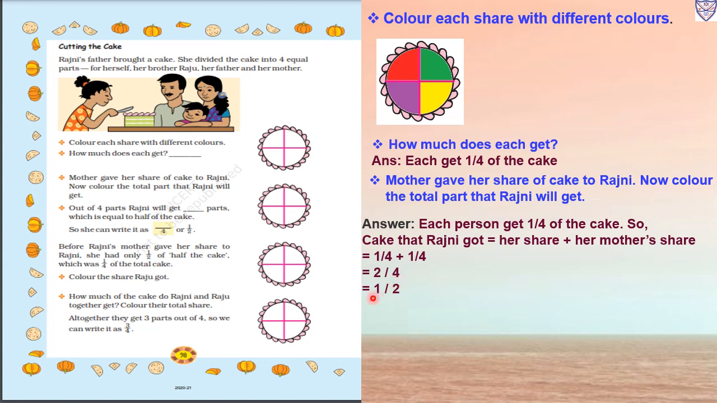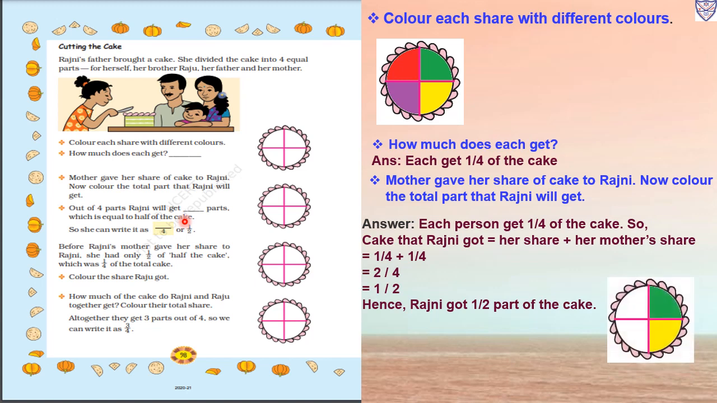So that is half. 2 upon 4 means in the table of 2, 2 will come and 4 will also come. So we will cut: 2 ones are 2 and 2 twos are 4, means that is half of the cake. Hence Rajni got half part of the cake. Out of 4 parts, Rajni will get dash parts, which is equal to half of the cake. So now here we have to color how much part Rajni got, that is half of the cake, means we will color the half part.